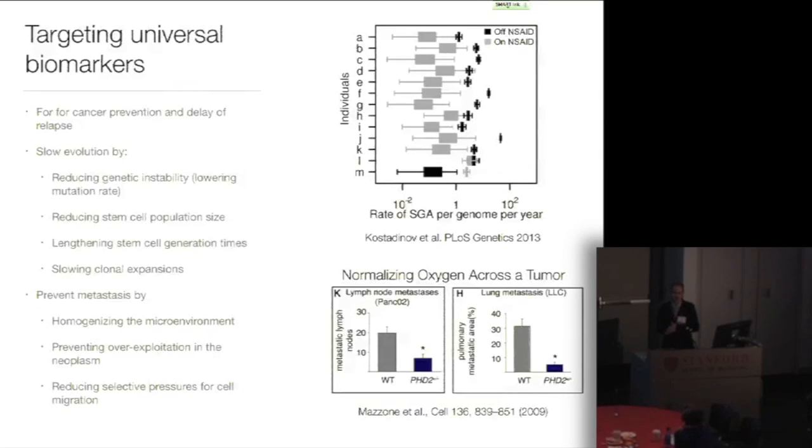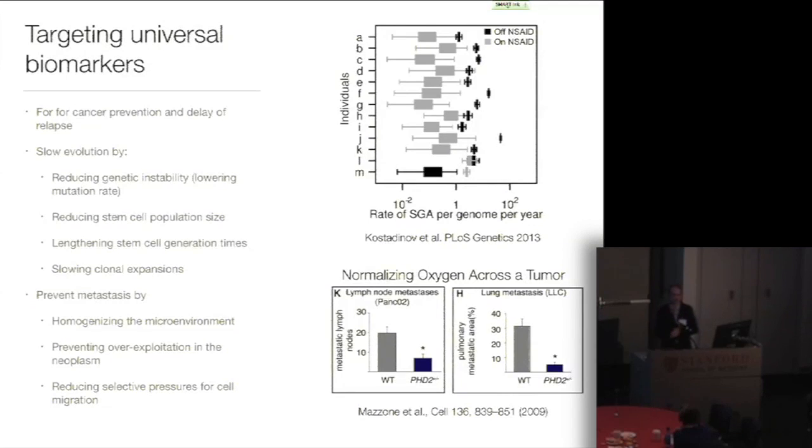Once you can measure these universal biomarkers, then you can actually start talking about targeting them. So we're very much interested in doing cancer prevention and also delaying relapse by trying to slow the process of evolution. So that leads you directly to thinking about, well, can I reduce the mutation rate? Can I reduce the genetic instability? Can I reduce the stem cell population size? This is our traditional approach, right?